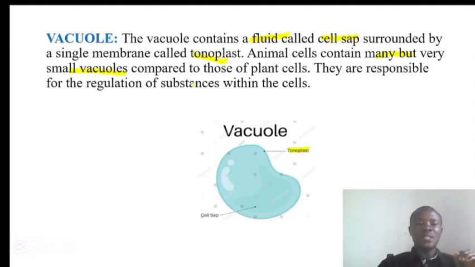They are responsible for regulation of substances within the cell. So if the plant cell has too much water, what will happen? The vacuole will absorb this water into it so that it will not affect the normal functioning of the cell. It can also do likewise for other substances which may want to affect the normal functioning of the cell.